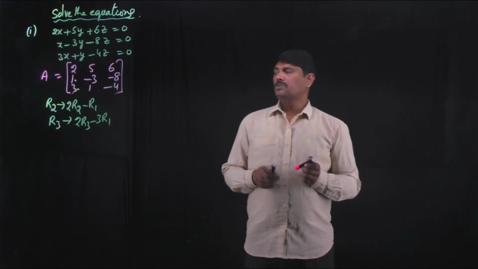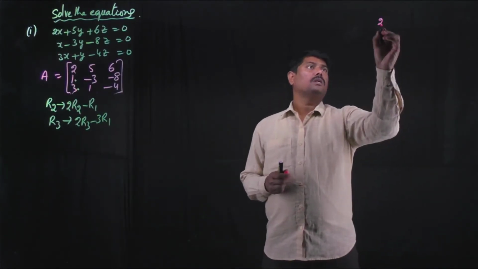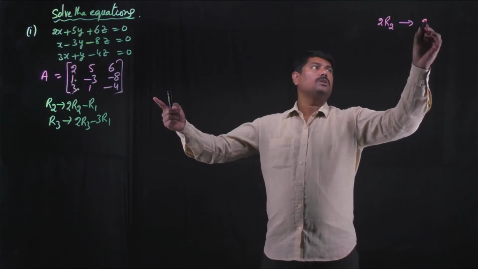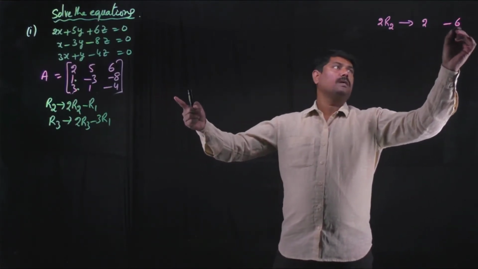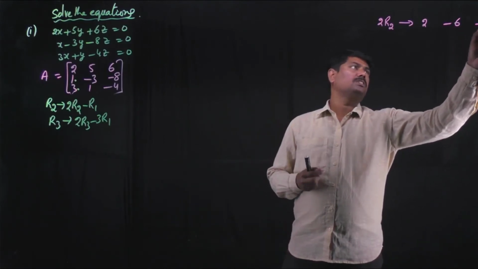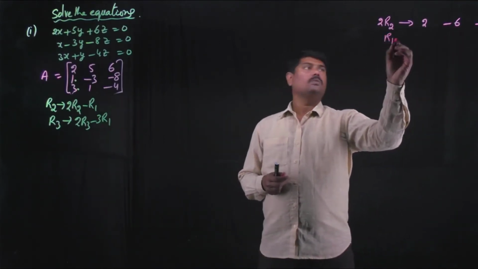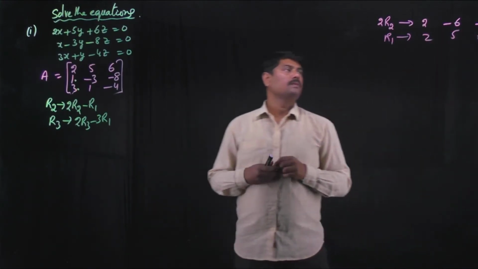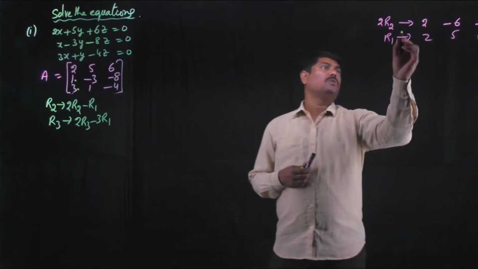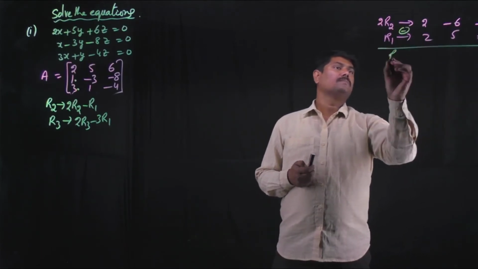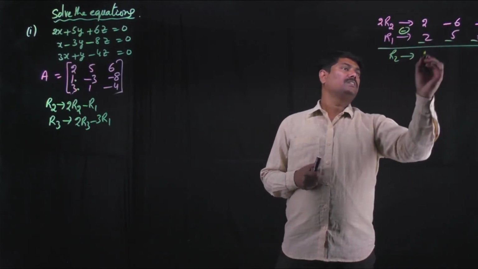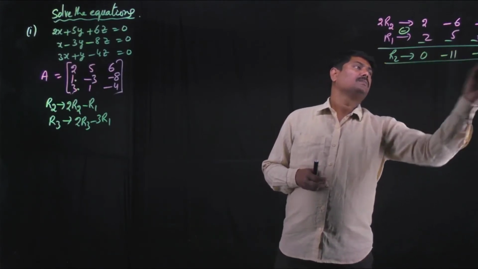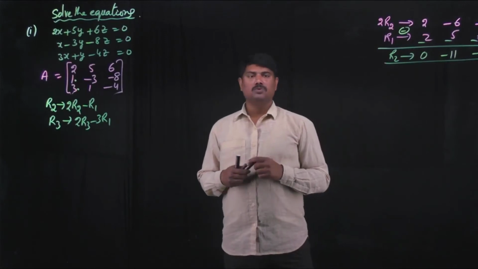Now let me do those calculations here. What are the 2R2 values? 2R2 is 2 into minus 3 is minus 6, 2 into minus 8 is minus 16. Now R1 is 2, 5, 6. So subtracting, the new R2 will be like this. Signs change, 2 minus 2, 0. This is minus 11. This is minus 10. This is the new R2 for the next step.